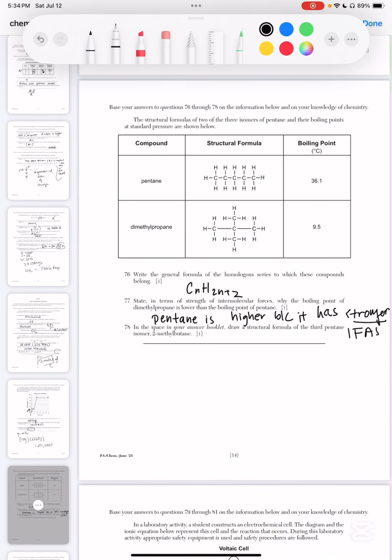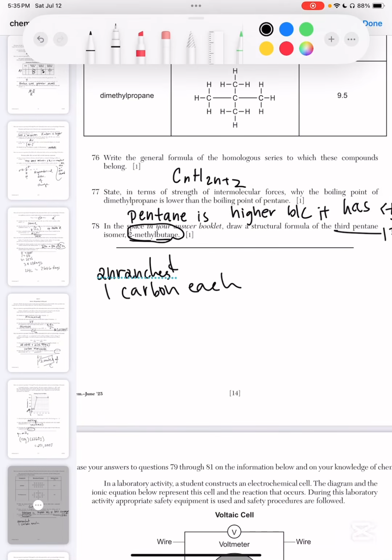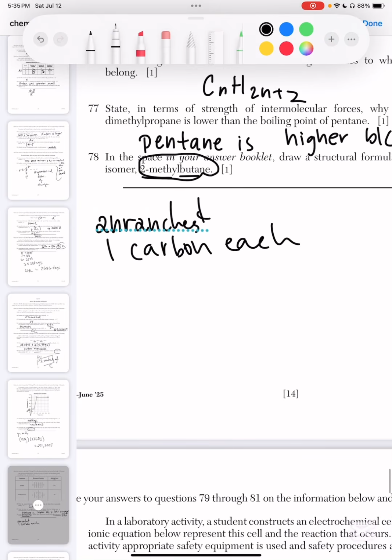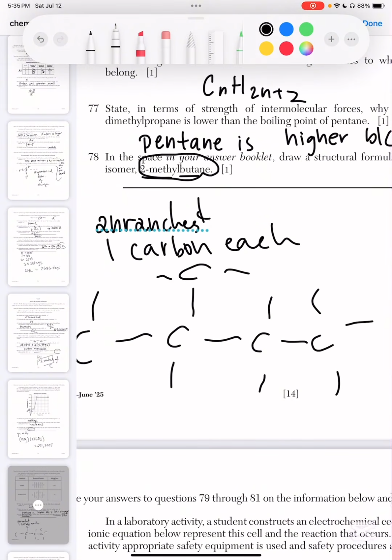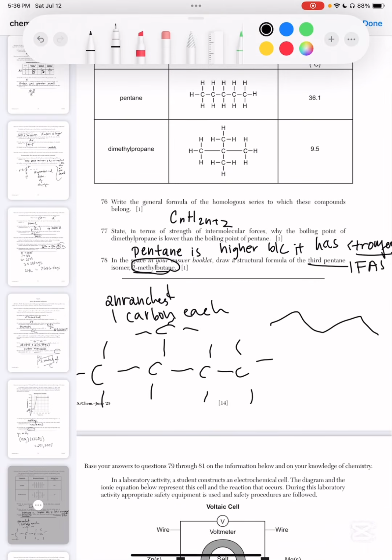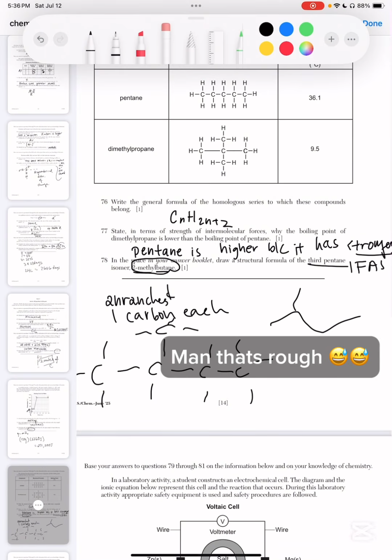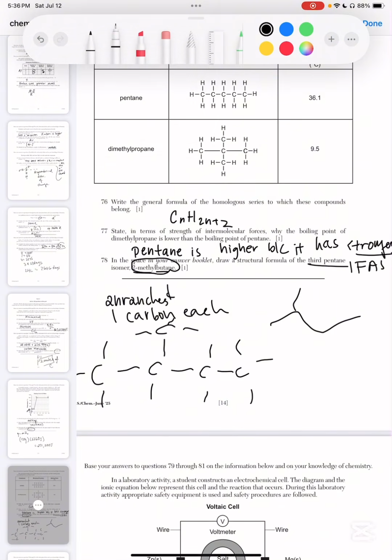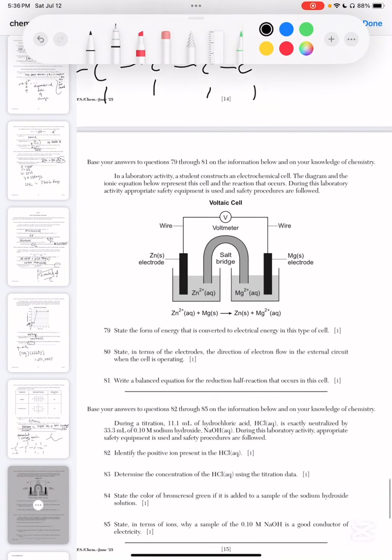So, since the IMFs between the pentane, that stopped recording for a second. Anyways, as I was saying, 2 branches, 1 carbon each, so you would have something like this. Wait, 1 line too much. That's really ugly, but it's fine.